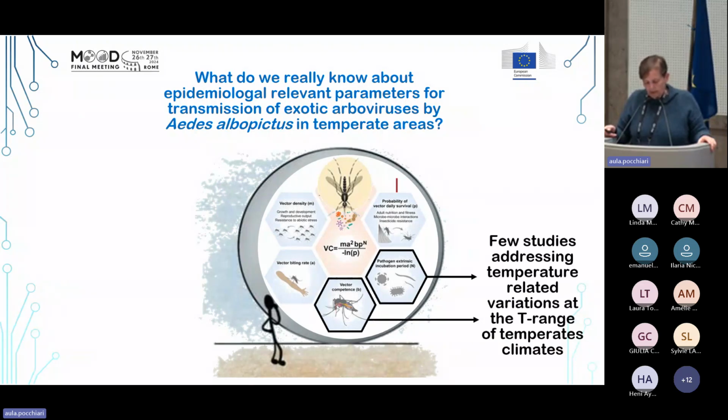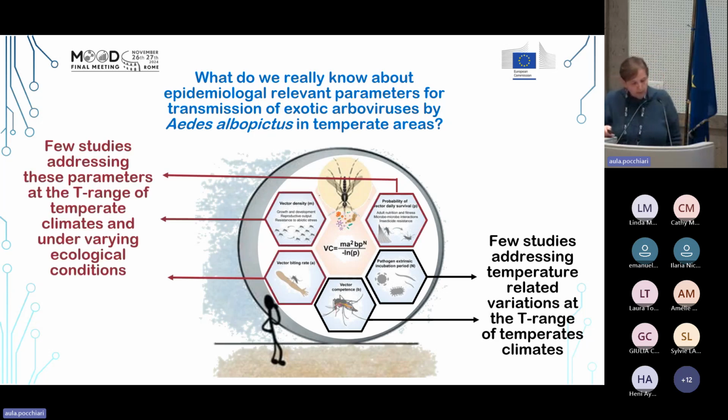Among all these parameters, the vector competence and the extrinsic incubation period are parameters that can be assessed in the lab. I'm not going to say that they are easy, but there are standard approaches that can be implemented in a few selected labs with safety structures, and which can allow us to address temperature variations and to identify the temperature ranges of temperate climates in relation to these parameters. But these are studies that are possible, but are still limited in numbers because they are complicated.